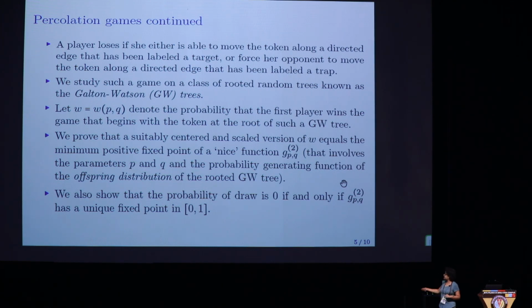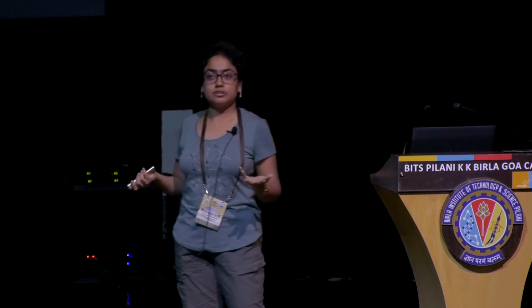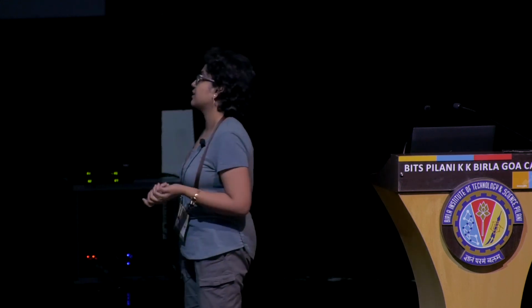So if and only if it has a unique fixed point, the probability of draw in this game will be 0. So by analyzing the function, you get to know if the probability of draw is 0 or not, if you can analyze the function, if it's simple enough to analyze.